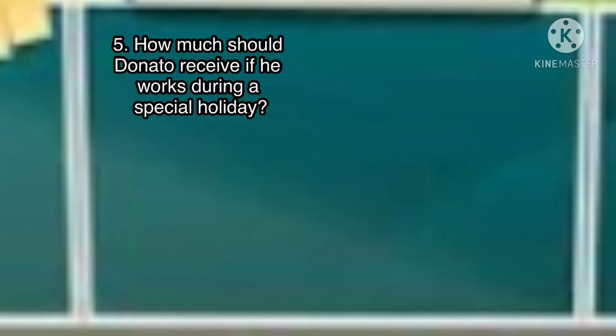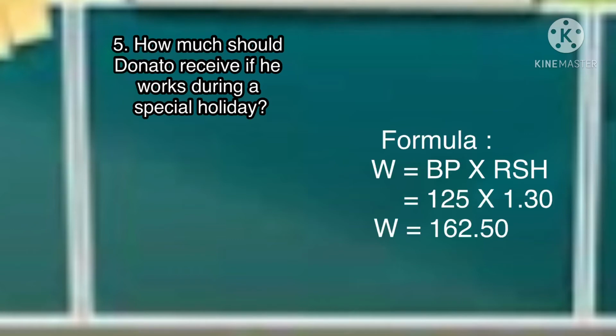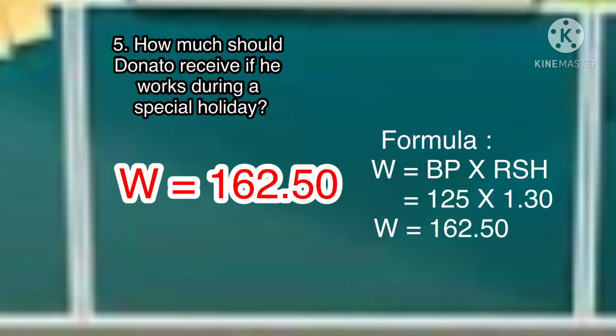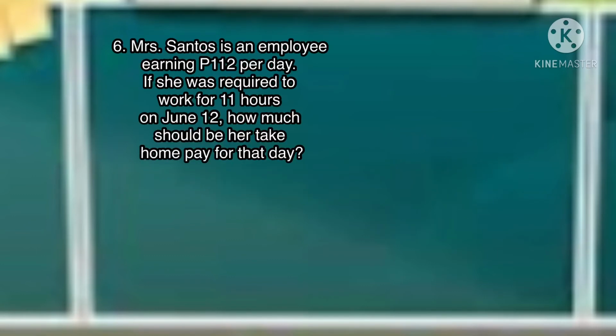Number 5, how much should Donato receive if he works during a special holiday? And now, in getting the total wages for Donato, we are going to use the formula of a special holiday rate of 130%, convertible into the decimal number 1.30. And now we only multiply the basic pay of 125 by the special holiday rate of 1.30. So the total amount of wages is 162.50 that Donato received.